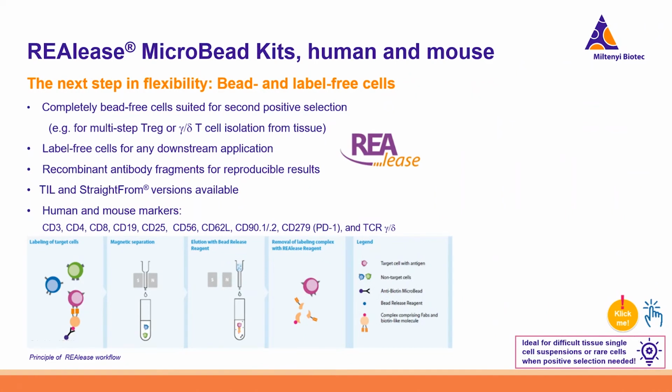After cell separation, there is a bead removal step with the bead release reagent. Cells are now ready for a second round of magnetic labeling. And an additional optional step can then be applied using the REAlease reagent to also remove the bound antibody biotin complex from the cell surface, thus to obtain completely label-free cells and make all epitopes accessible again.